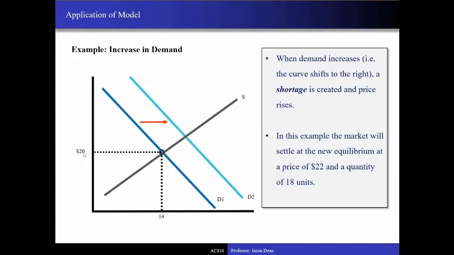So at $20 now, we would have a shortage. And so that's going to result in the price being bid up, and it would go up until you get to this new intersection point. It's a very simple model, and it's kind of intuitive, but at least we have a little bit of a framework to think about it and say why.